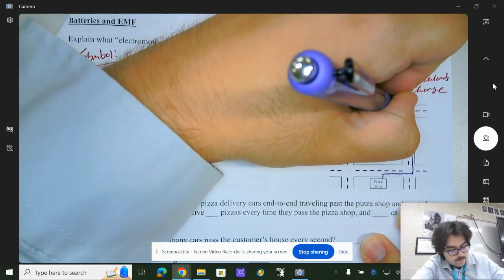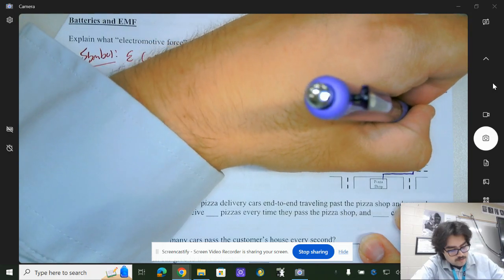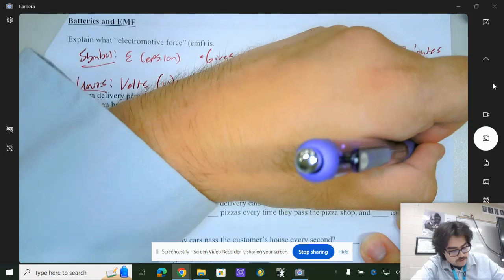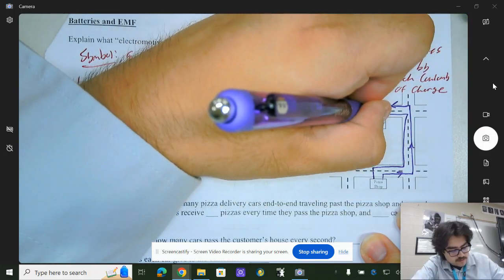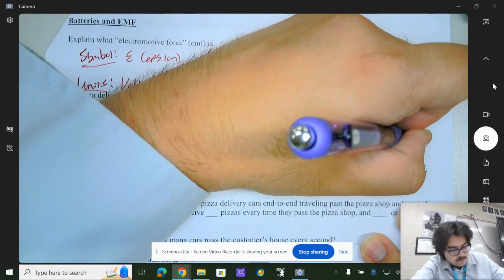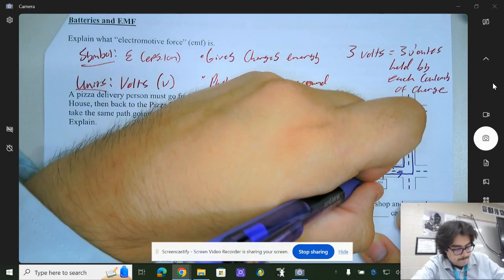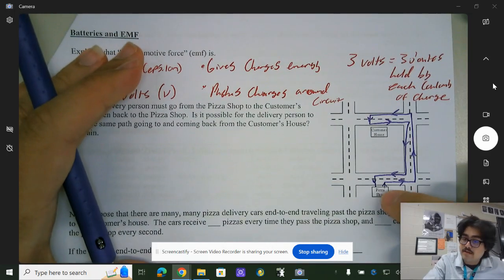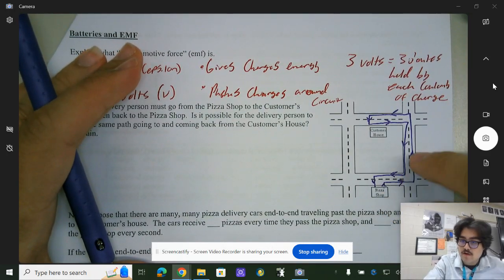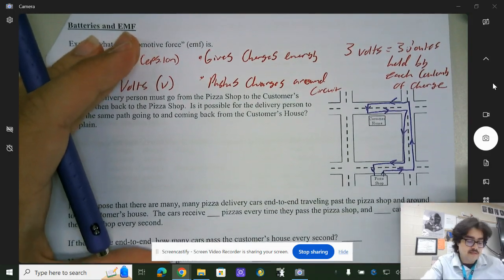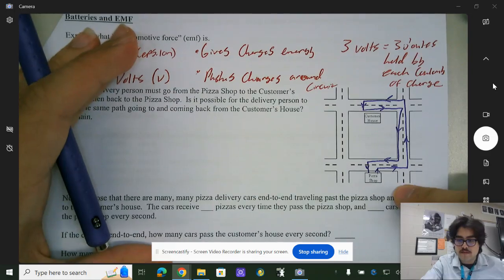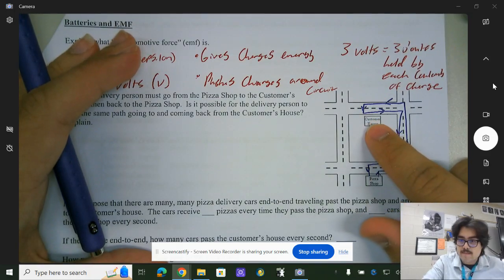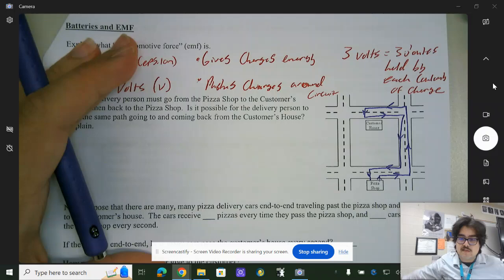They're going bumper to bumper, so they're super, super close. They're going to make this kind of big loop, and I'm going to draw arrowheads so that we can see they're going this way. So they're at the pizza shop, and they go and go to the customer's house. Every time they pass the pizza shop, they roll down their window, we throw pizzas into their car, and then they pass by the customer's house without stopping. They're just going to throw the pizzas on the porch.